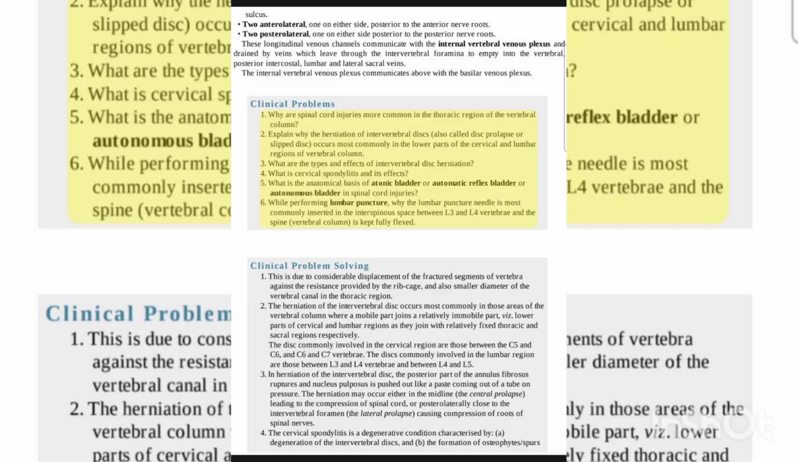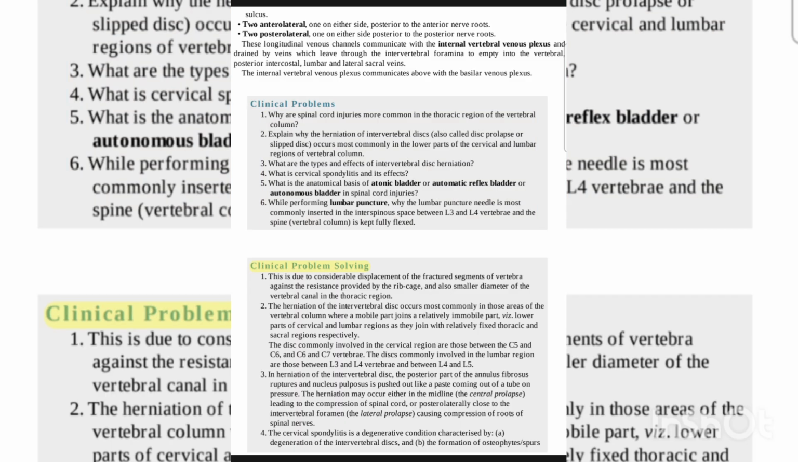5. What is the anatomical basis of a tonic bladder or automatic reflex bladder or autonomous bladder in spinal cord injuries? 6. While performing lumbar puncture, why is the lumbar puncture needle most commonly inserted in the interspinous space between L3 and L4 vertebrae and the spine, vertebral column, is kept fully flexed?